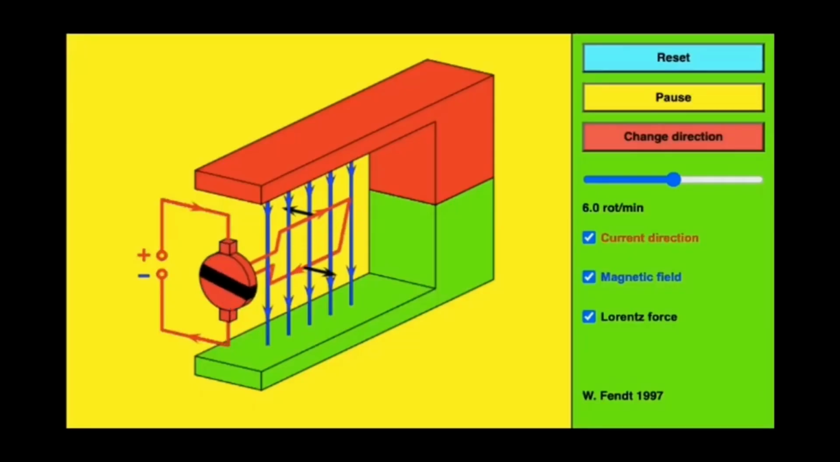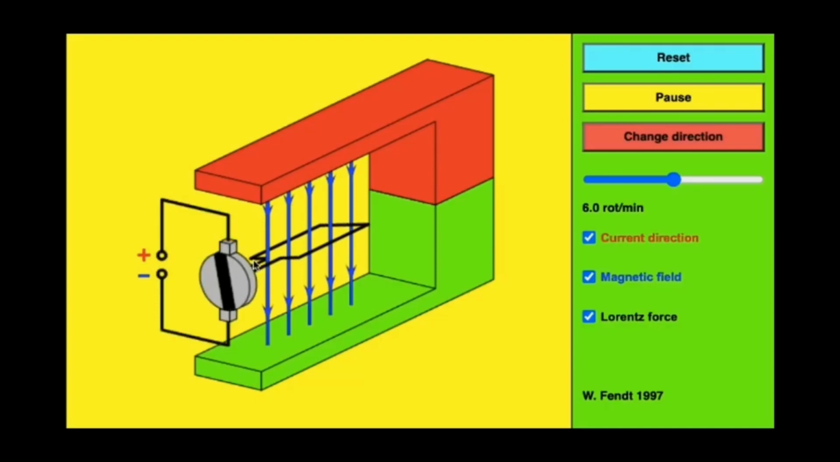The Walter Fendt simulation of a direct current motor shows us how the motor effect is used to convert electrical energy into mechanical energy. We can see that this starts with a source of direct current, most often a battery, which forces current to flow from the positive terminal to the negative terminal. We can see that it is a direct current source because the current maintains the same direction throughout.